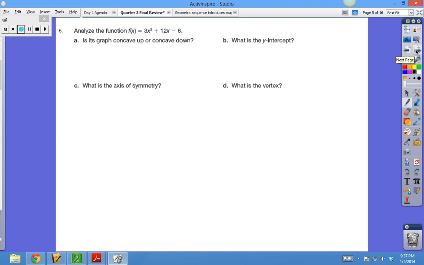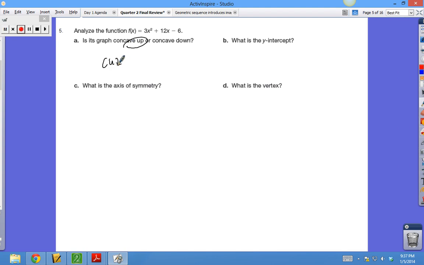Okay, another function in standard form. Is it concave up or down? It's going to be up because A is positive. The y-intercept, that is negative 6. The y-intercept is C.